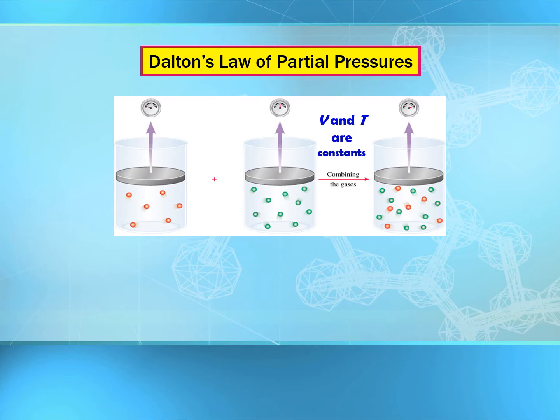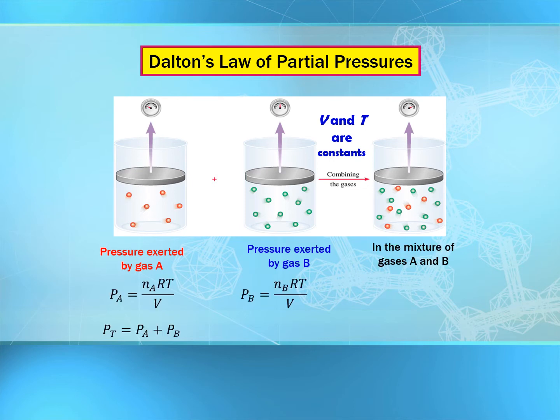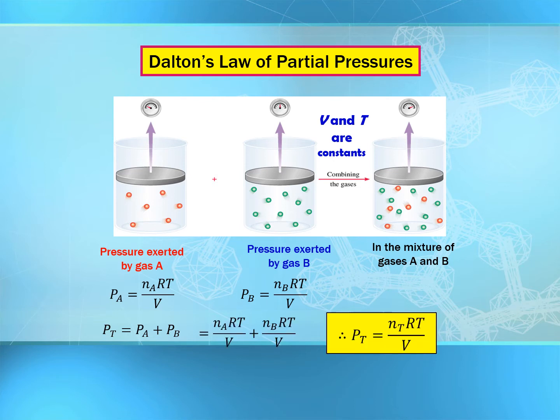The diagram given shows that the pressure exerted by gas A and the pressure exerted by gas B will become the P total of the gases A and B. The formula applied here is P total equals the total number of moles multiplied by the gas constant and temperature, divided by volume.